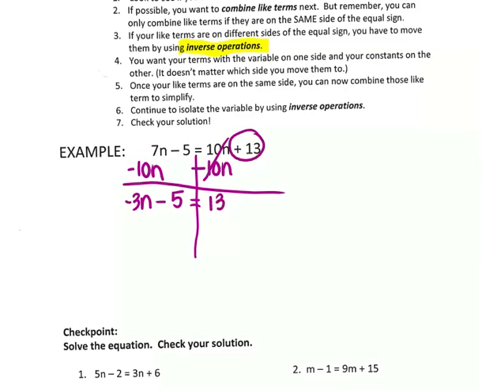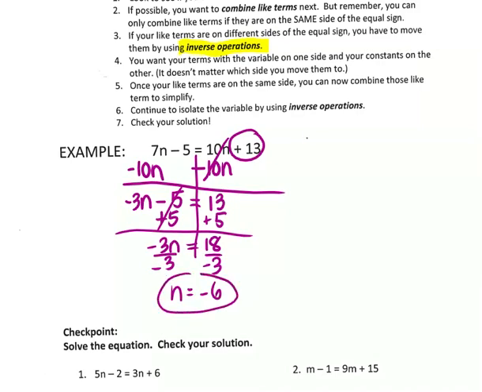And now it's just a two-step equation. That negative 3 is stuck to that n. Let's move that minus 5 by adding 5 to both sides. Bring down that negative 3n equals 18. Final step, divide both sides by negative 3, and n is negative 6. And that's our answer.